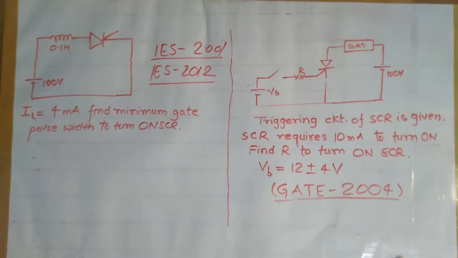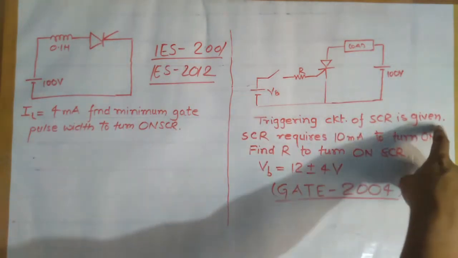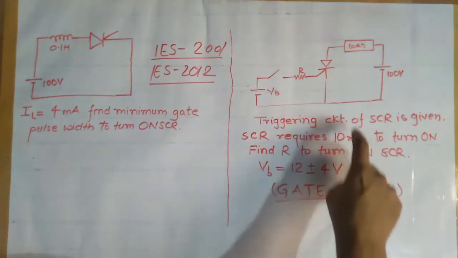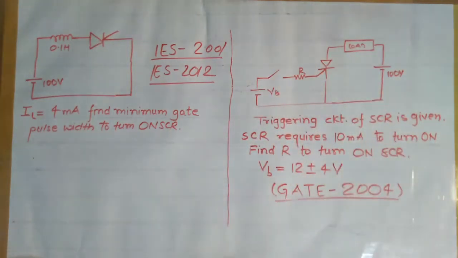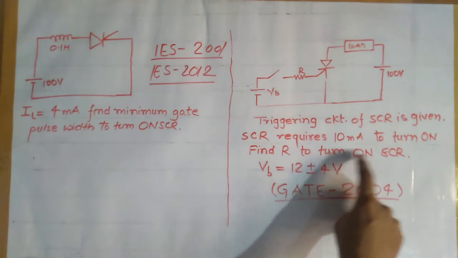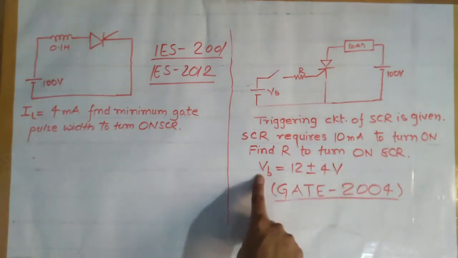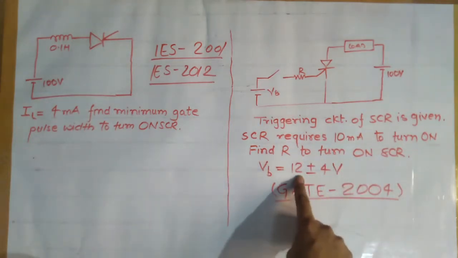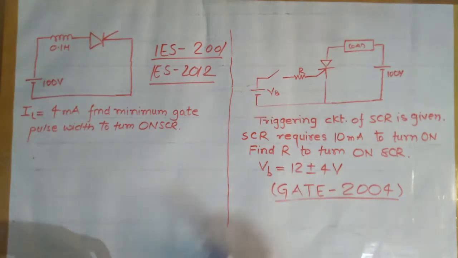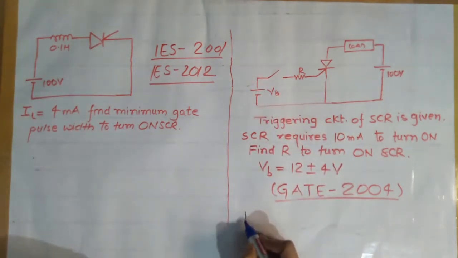Now see this question that has been asked in GATE 2004. In this question, this circuit is given and the question says that the triggering circuit of SCR is given. SCR requires 10 milliampere to turn on. Find the value of R to turn on the SCR. Here VB is given as 12 plus minus 4 volt. So here we have to find the value of R.